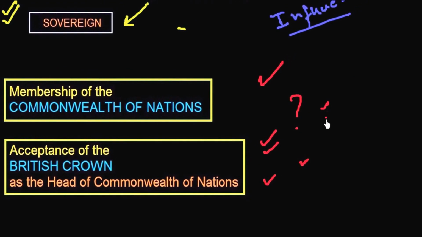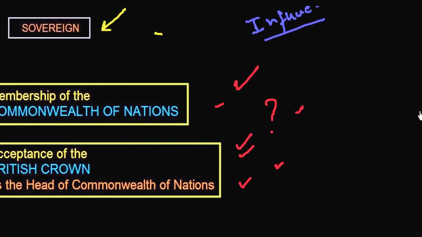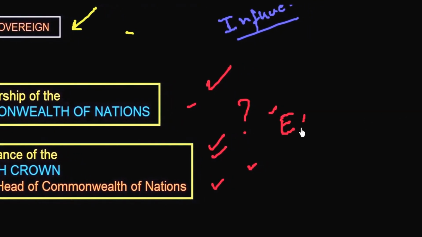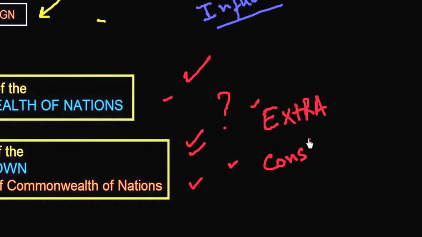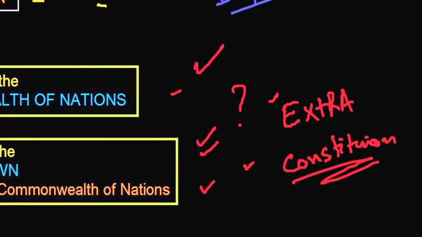Well, it is worthy enough to mention here that the acceptance of the Commonwealth of Nations is in no way constitutional, or rather we can say it is extra-constitutional. It is extra-constitutional, that is, it is not mentioned in the Constitution of India anywhere.